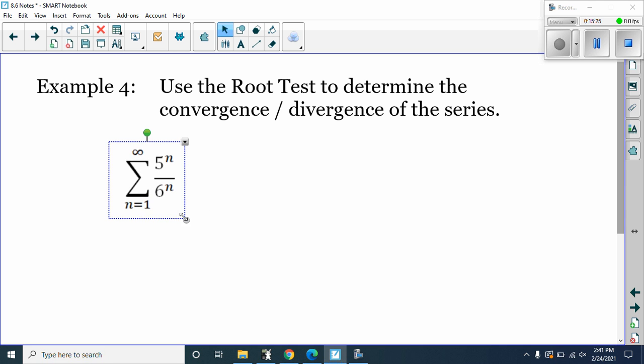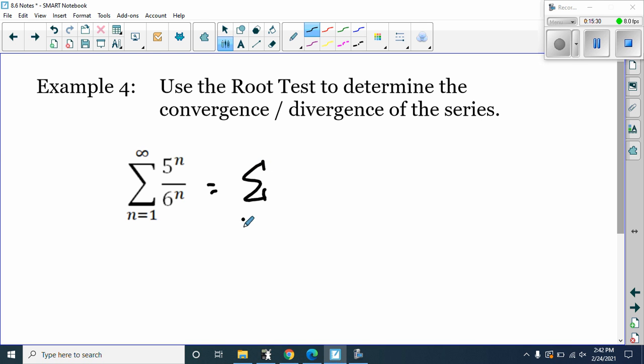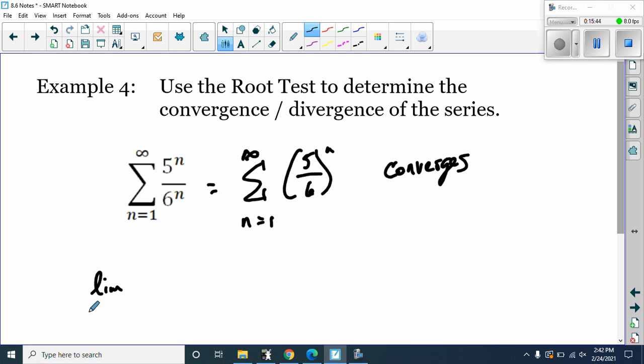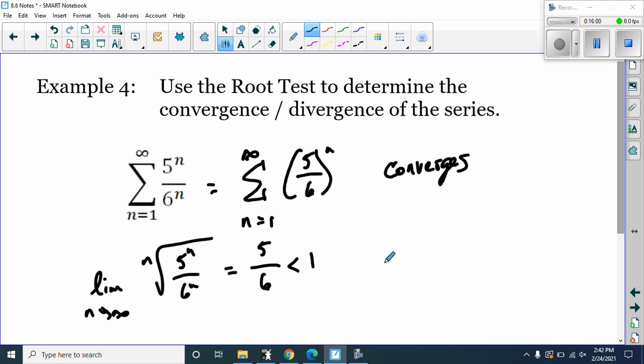First of all, we could use the root test here. Hopefully, we recognize that this is the same thing as 5/6 to the n, which is geometric. So hopefully we're going to get converges here. If we use the root test on this, we would take the limit as n approaches infinity of the nth root of 5 to the n over 6 to the n. The nth root of 5 to the n is just 5. And the nth root of 6 to the n is 6, so 5/6, which is less than 1. We also get converges.